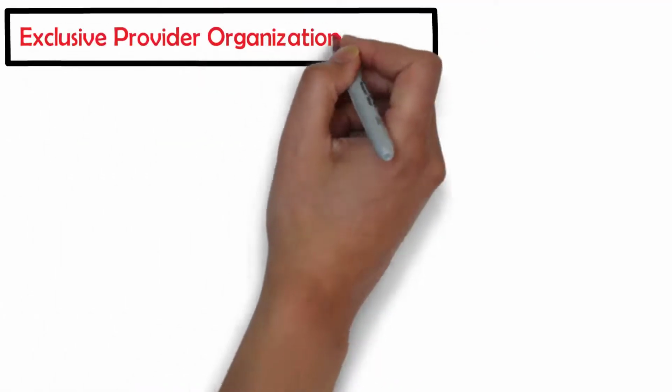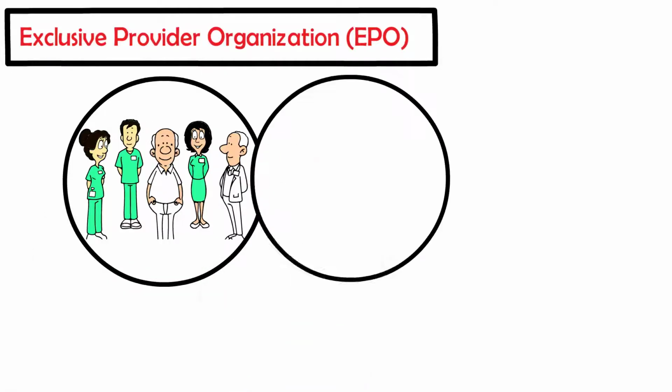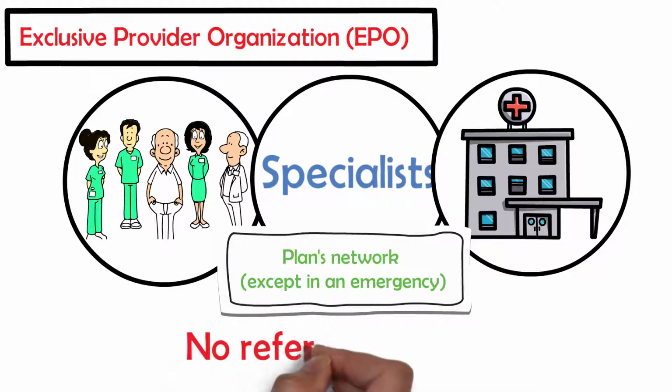Exclusive Provider Organization, EPO. A managed care plan where services are covered only if you use doctors, specialists, or hospitals in the plan's network, except in an emergency. No referral is required to see a specialist.